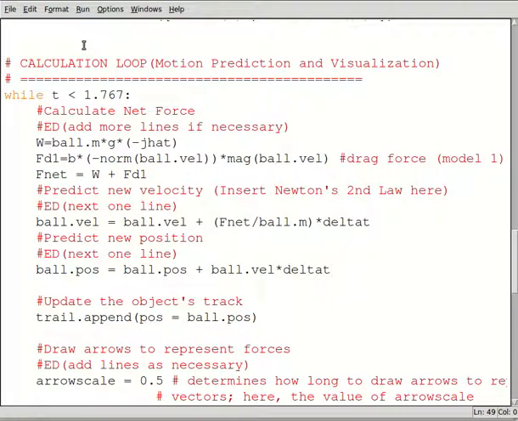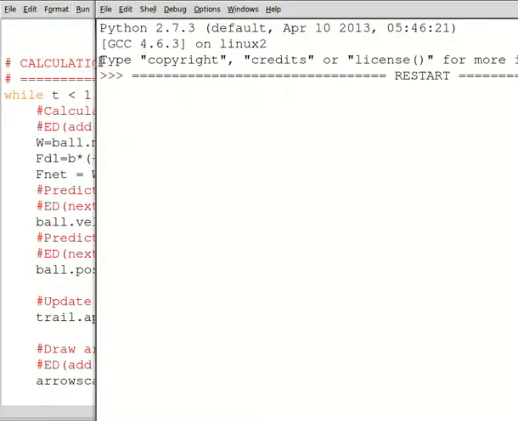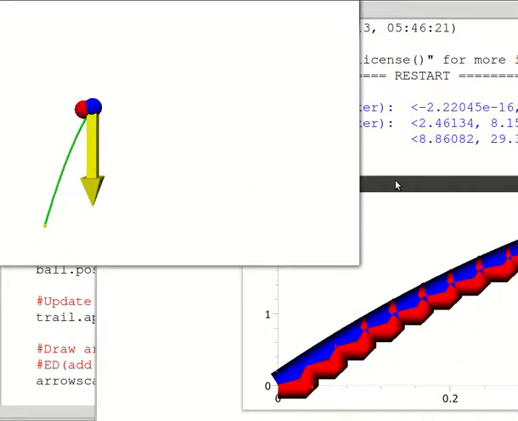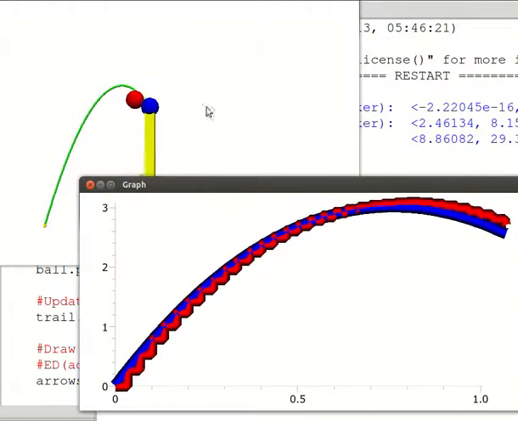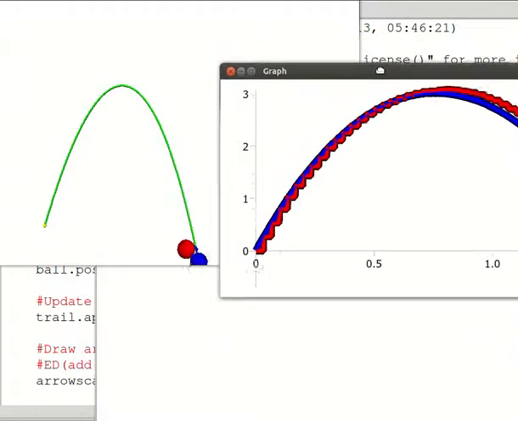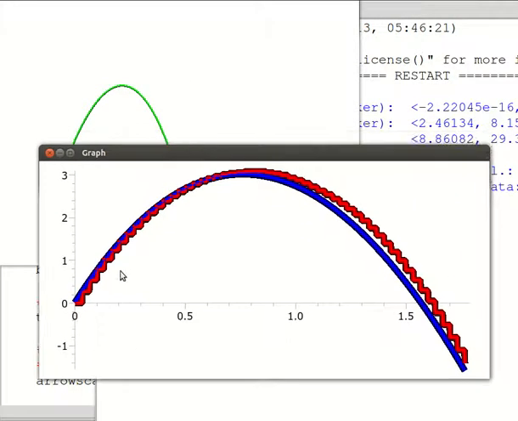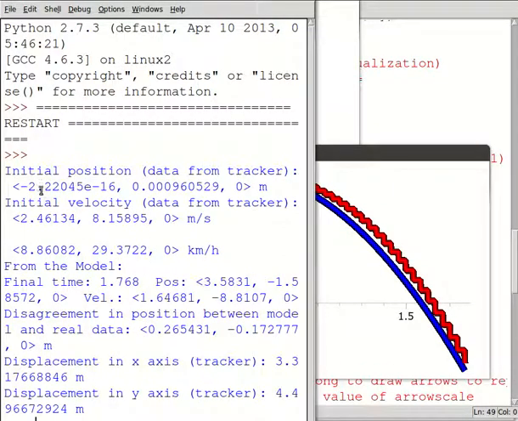And running this code, we obtain these figures, where the blue ball is the model and the red ball is the real data. And here we have the graph of the Y position. So here we have some data: the initial position 0, 0, the initial velocity in meters per second, and only for comparison, the same velocity in kilometers per hour.